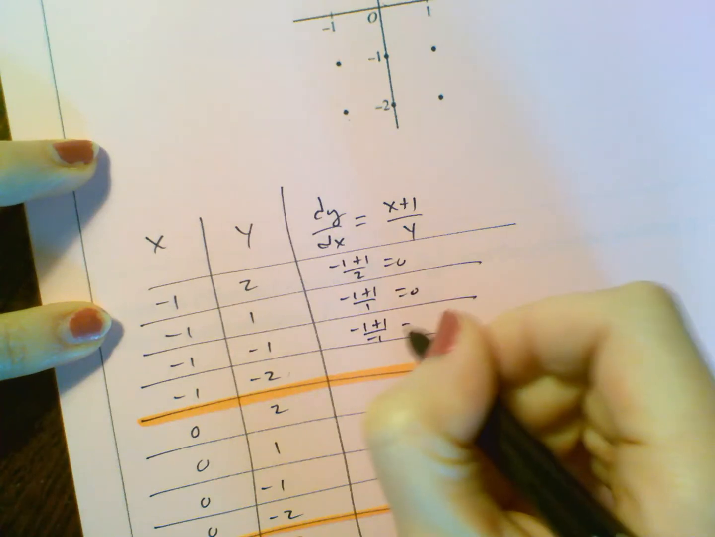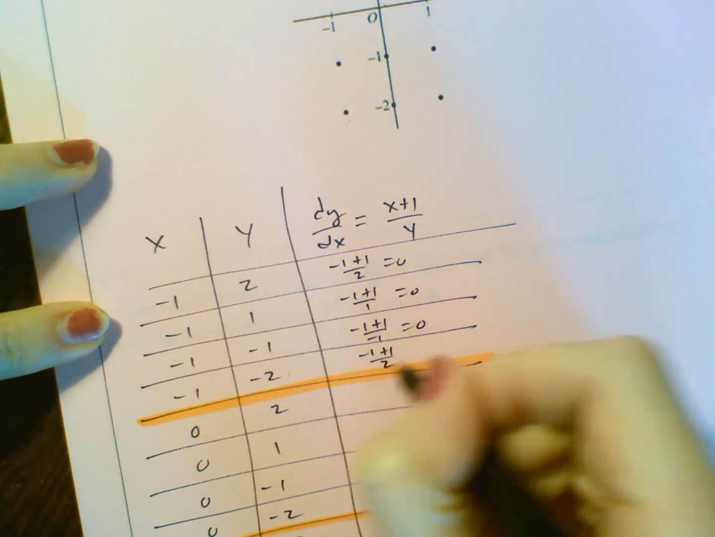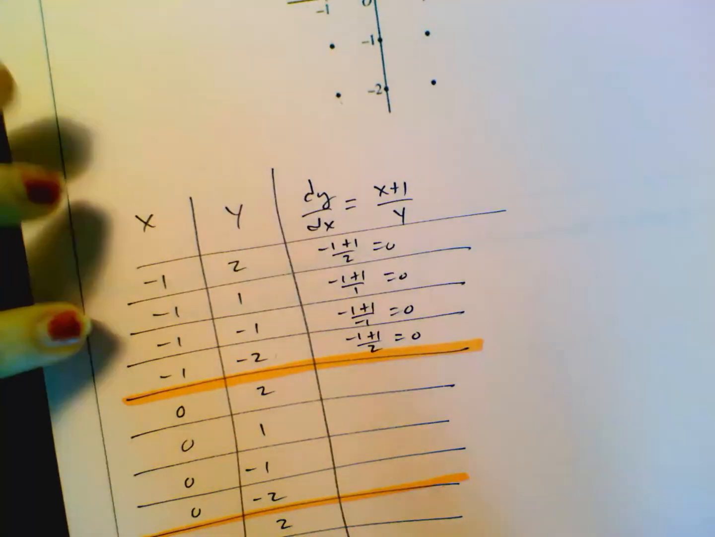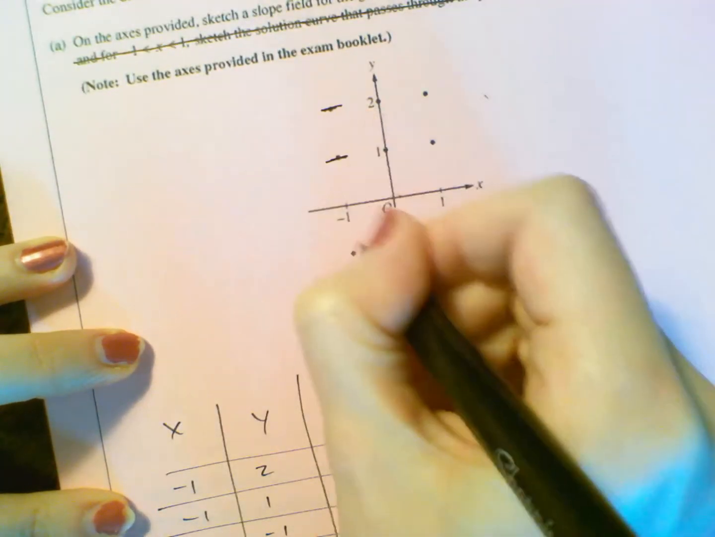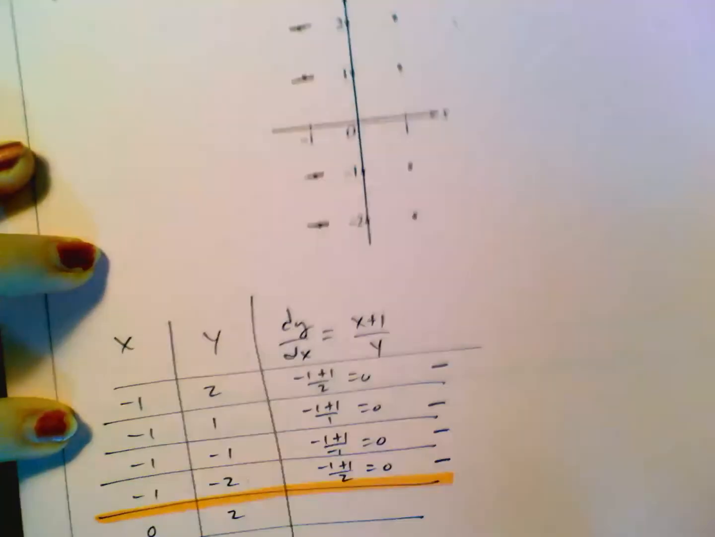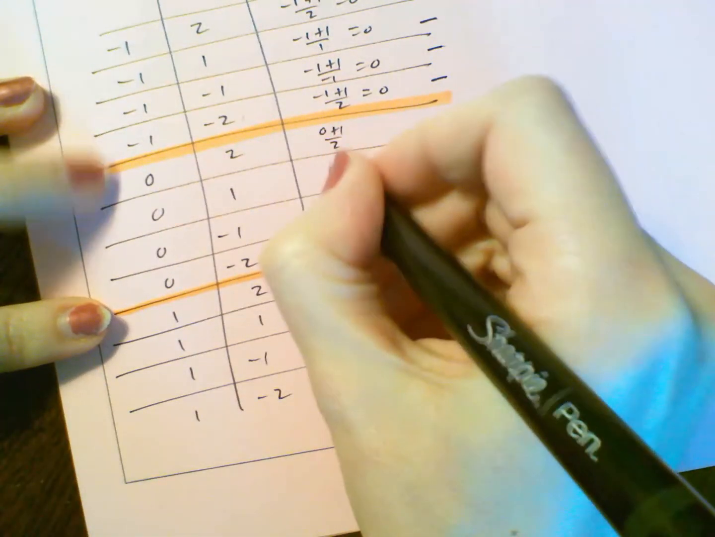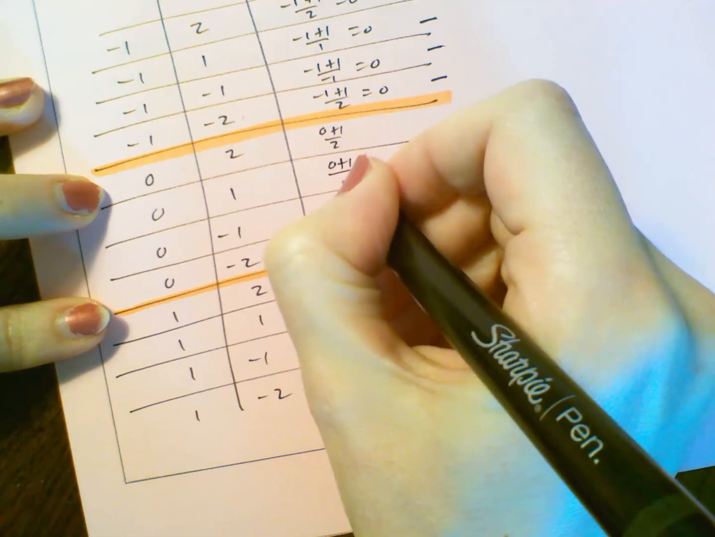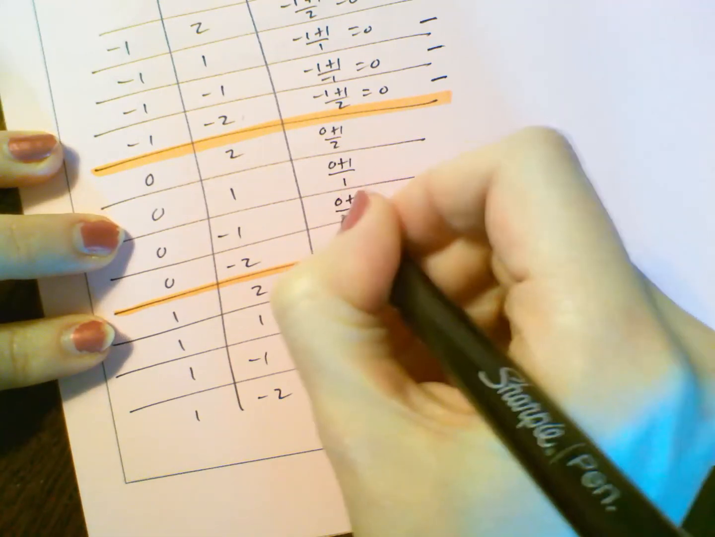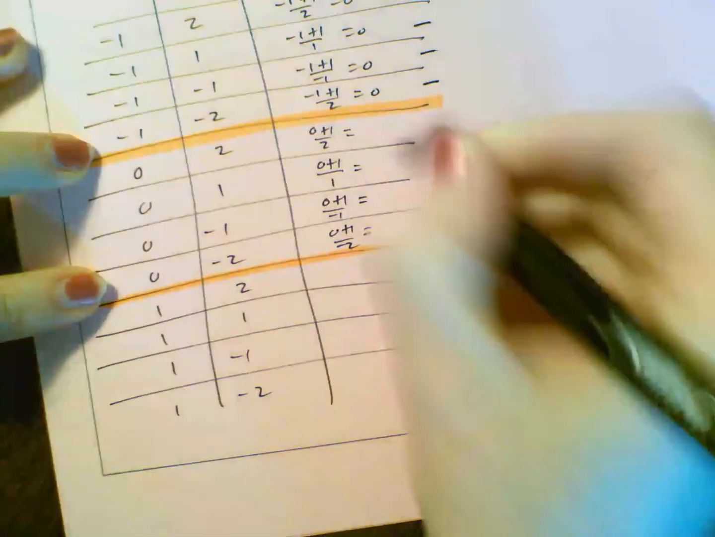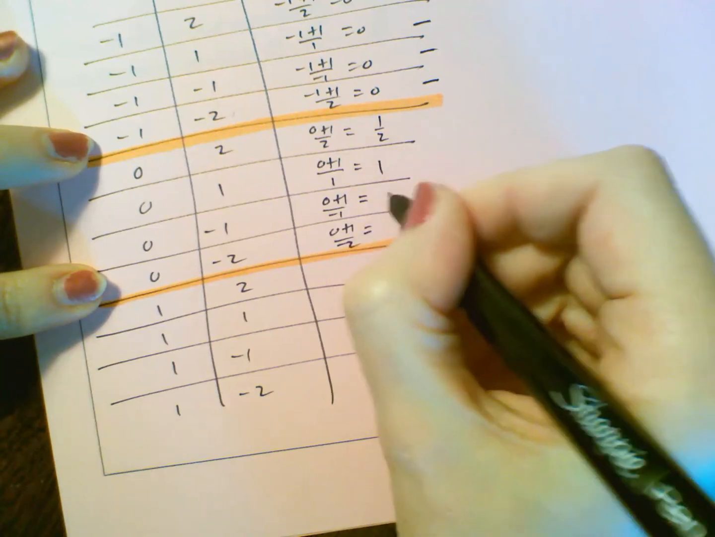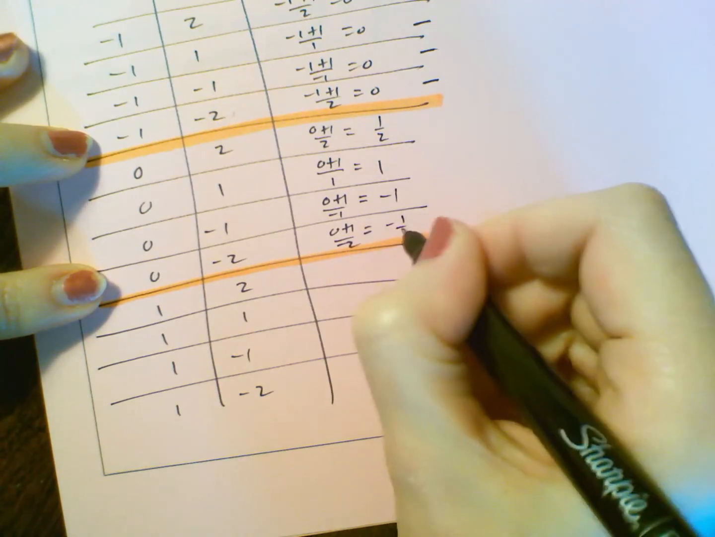Guys, these all end up being 0, right? Because the top is 0 for all of them. So my little line segments are going to be all horizontal for this whole column. So I'll do them now. And we'll do this: 0 plus 1 over 2. This is a half. It's 1, -1, and -1/2.